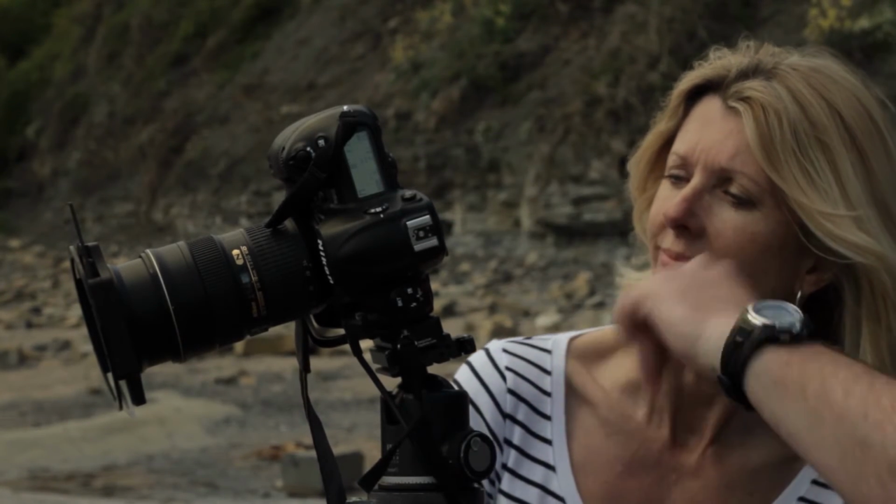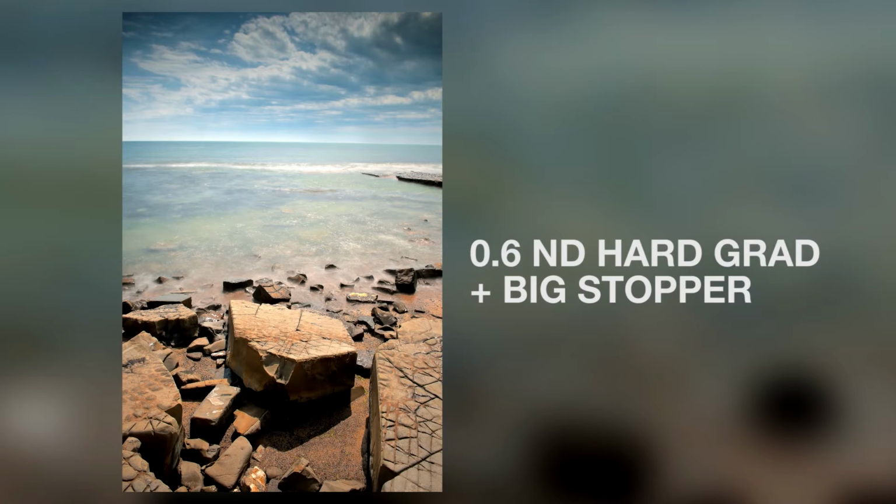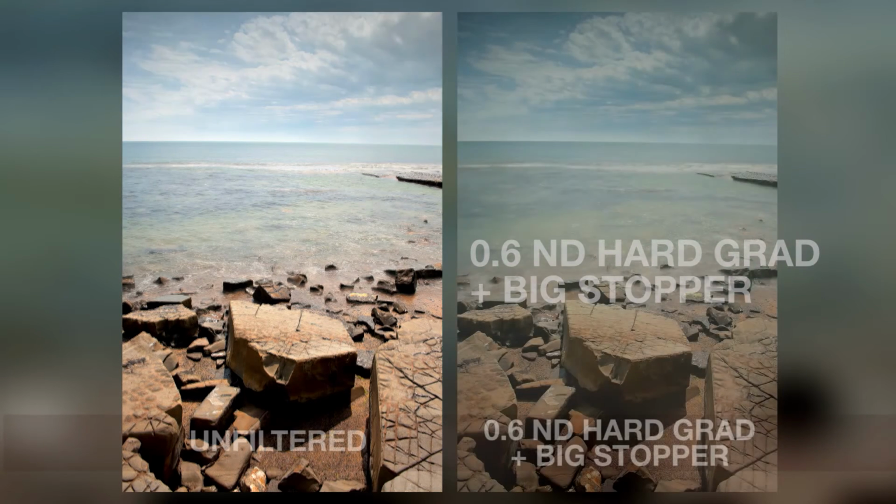And now, as you can see, we've got a perfectly exposed shot on the back of the camera. The sky is perfect because we're using the grad, and we've now got lovely blurry water and a bit of movement in the clouds, which is because of the Big Stopper. And that's how you make the shots a bit more interesting. When perhaps the light isn't as good as it could be, you can just give a bit more interest to your picture by using the Big Stopper.